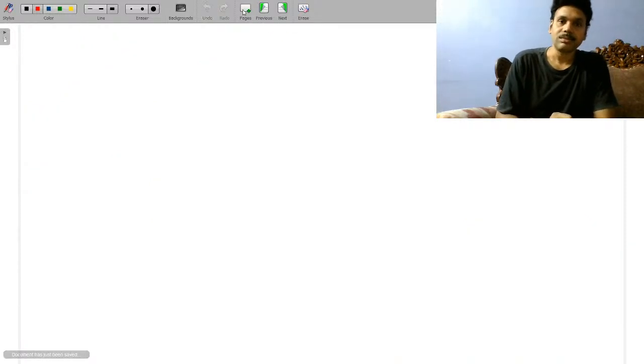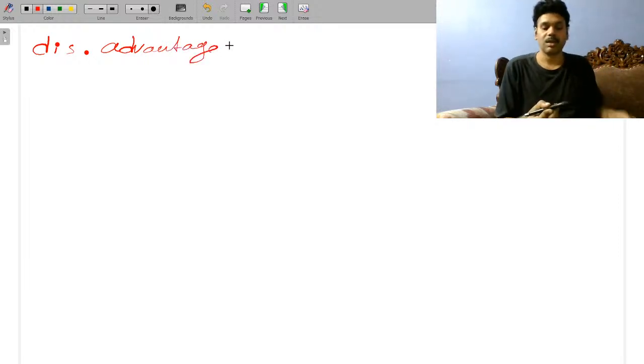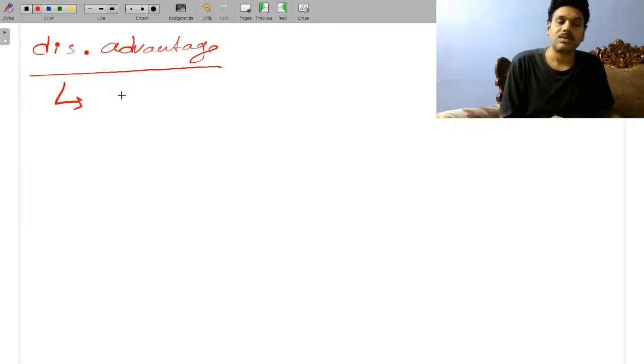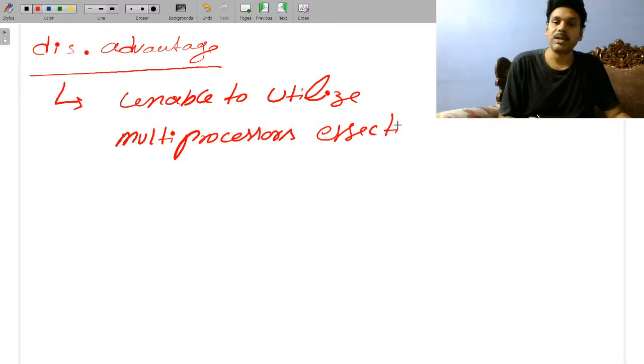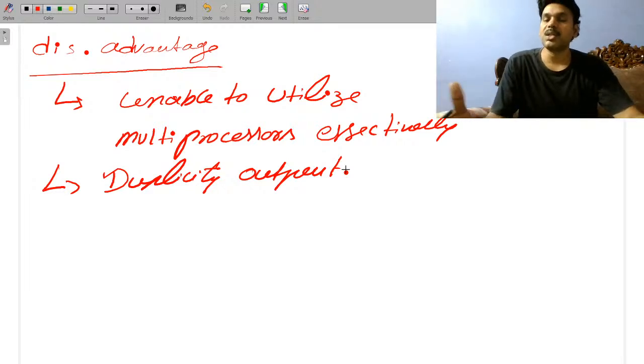Okay. What is the drawback? What is the disadvantage? The disadvantage is that we are unable to utilize multiple processors effectively. This is the reason why we get duplicate output. Duplicity is one of the problems. We are making all the machines run, but what is the use? The use is that the same product is coming.